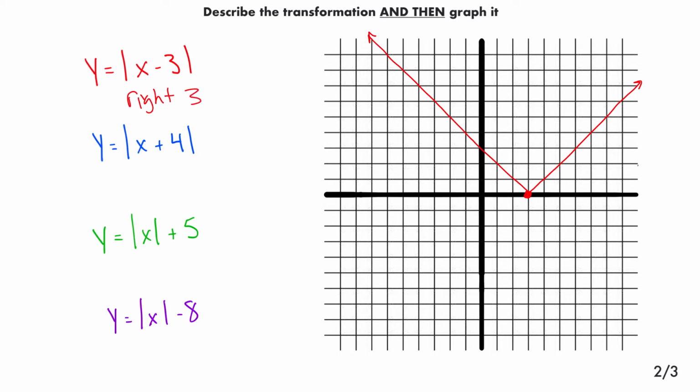Now, there are other ways you could describe it, involving things like phase shifts and whatnot, but we're just going to stick with right 3 because it tells us the direction, tells us how much, everything we need. The next one, I have the absolute value of x plus 4. Surprise, surprise. It's just going to be shifted left 4. And that's how I am going to describe it.